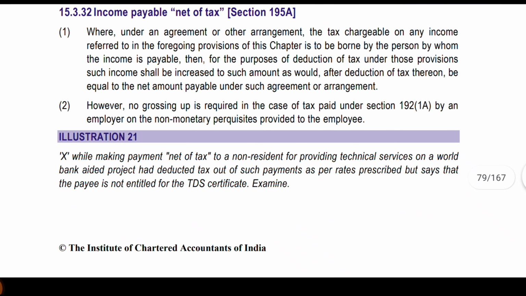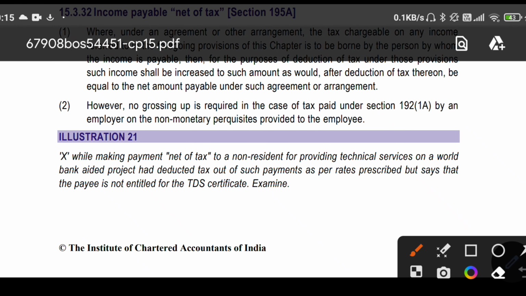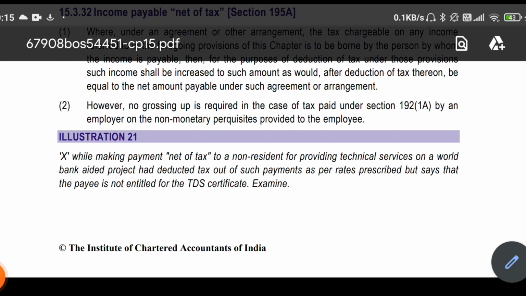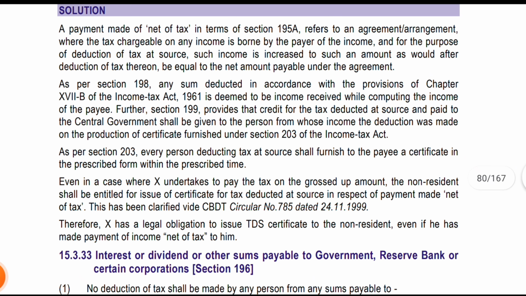Next is illustration 21X. While making payment net of tax to a non-resident providing technical services on a World Bank aided project, TDS is required to be deducted, and he has deducted the TDS, but he is saying that the payee is not entitled to the TDS certificate. So of course it is wrong. Whenever TDS is required to be deducted, it is the responsibility of the payer to furnish the TDS certificate to the payee, non-resident, right? So it's wrong. Of course, you can read the para, it's the theory.